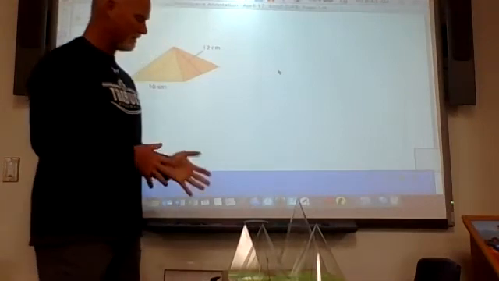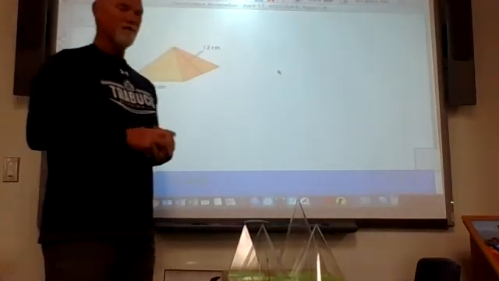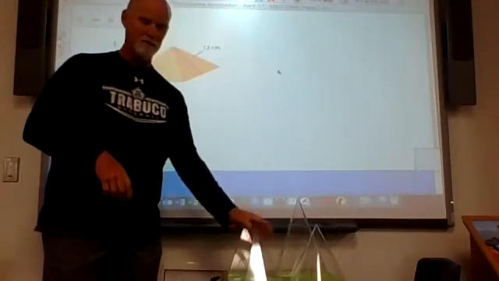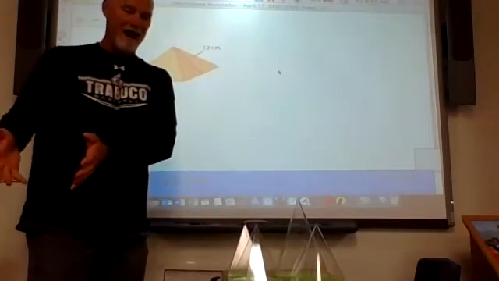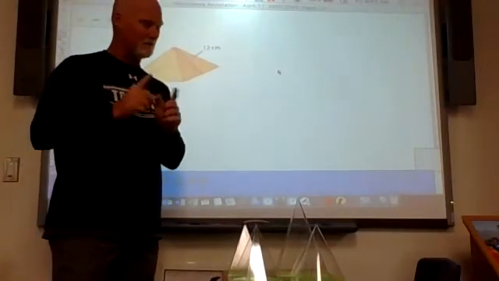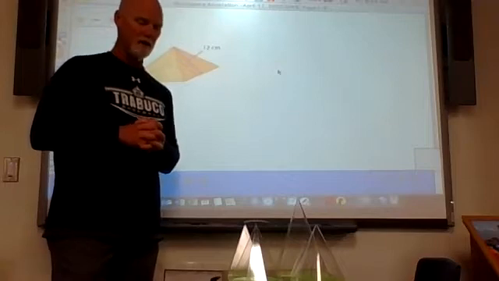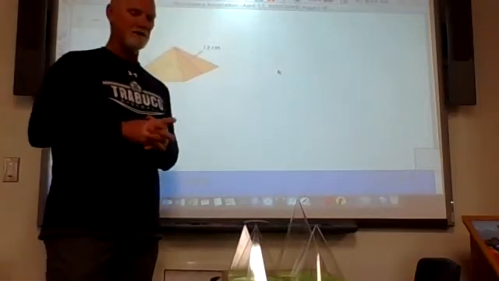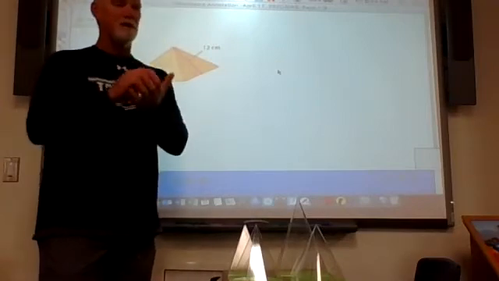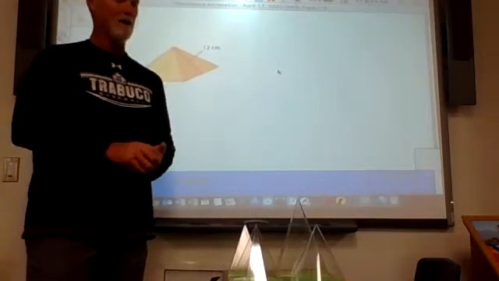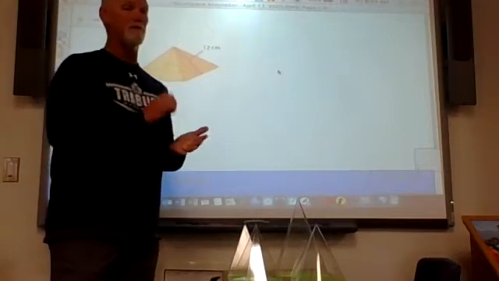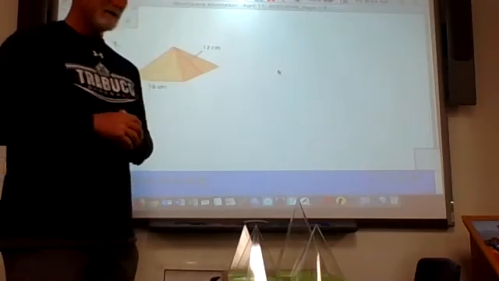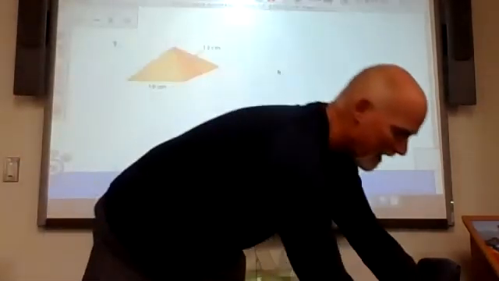Now, with pyramids and cones, the formula is a little bit different. For one thing, we only have one base. So when we do surface area, we're only going to add one base area to it, and that's a place where students make mistakes. So be careful about that. The other thing is, it's not just the perimeter of the base times the height. It's 1/2 the perimeter of the base times what's called the slant height. And so what is the slant height?